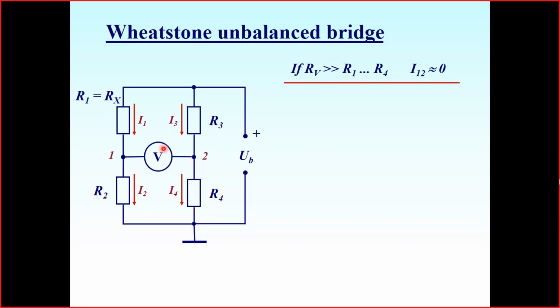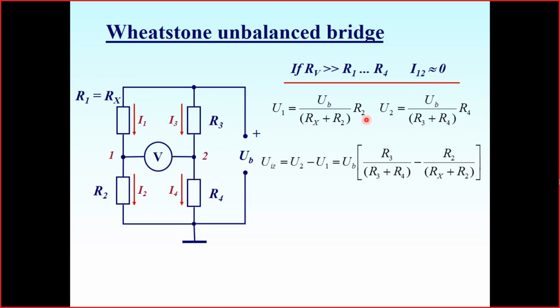If we neglect this resistance, we may easily calculate the difference between voltages U1 and U2 just as a difference between voltages of two separate voltage dividers. So we have voltage divider 1 and voltage divider 2. U1 corresponds to the power voltage times R2 divided by the sum of the measured resistance Rx and the resistor R2, and we have a similar equation for the voltage U2. Taking the difference, the algebraic transformation further is quite straightforward.